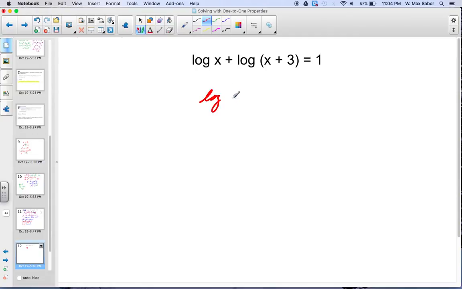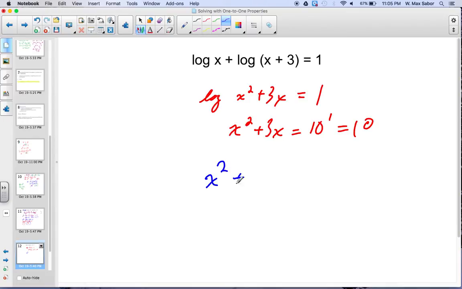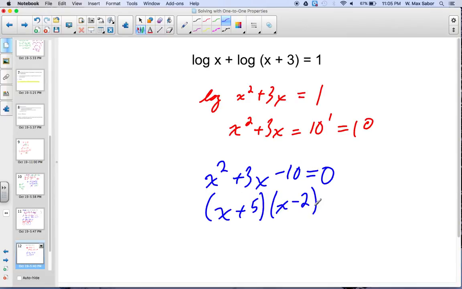These log base 10s combine to x squared plus 3x. Now this we don't actually solve with the one-to-one property. Here we can use our inverse property. So this is 10 to the first, or 10. Move everything to the left side, so x squared plus 3x minus 10 equals 0. X plus 5 times x minus 2 equals 0. So we have negative 5 and positive 2 are our potential roots.